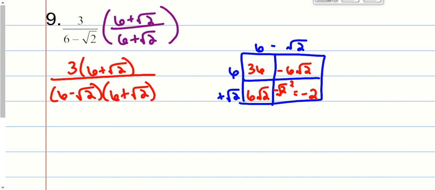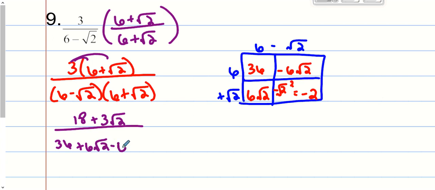So let's use that over here. Let's distribute this 3 into the parentheses. 3 times 6 gives me 18 plus 3 times the square root of 2. On the bottom, I have 36 plus 6 square roots of 2 minus 6 square roots of 2 minus 2.